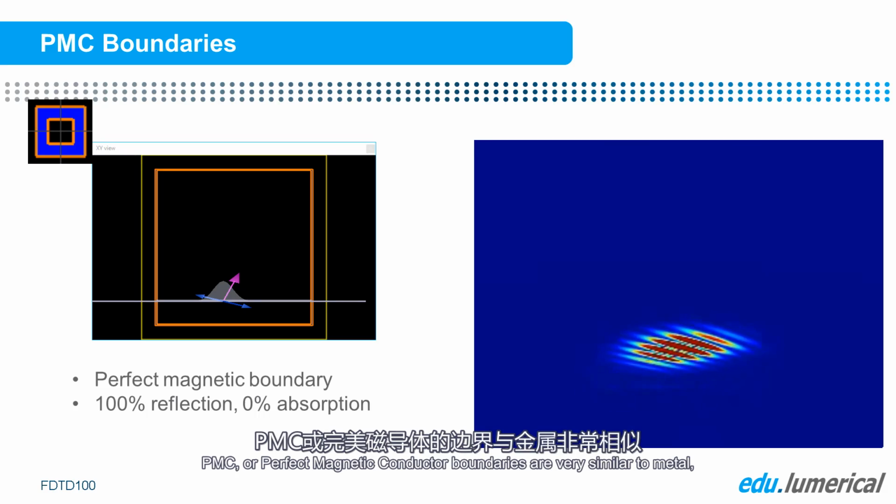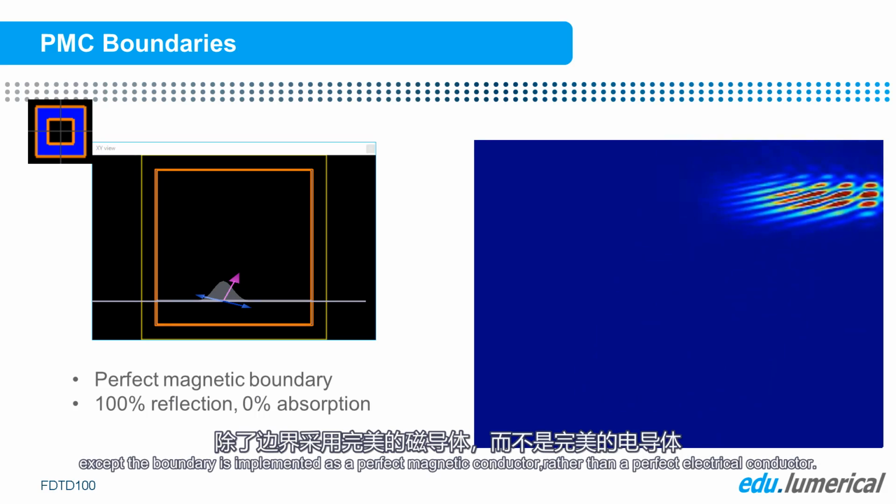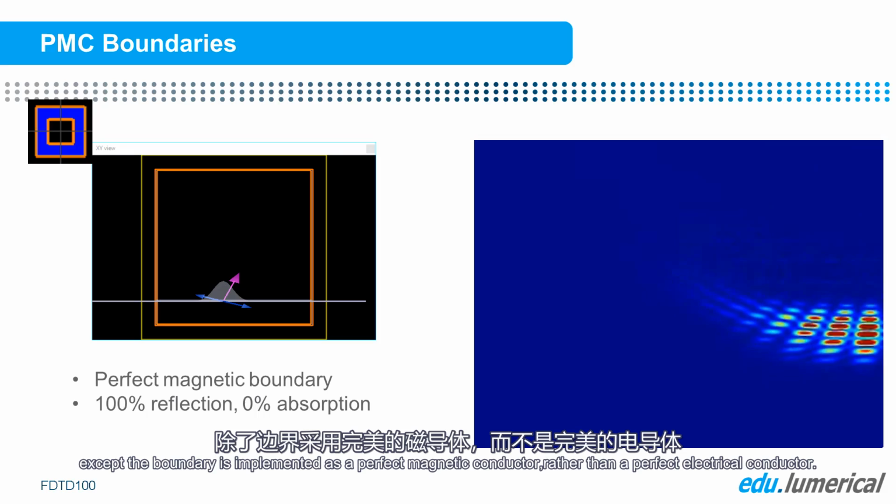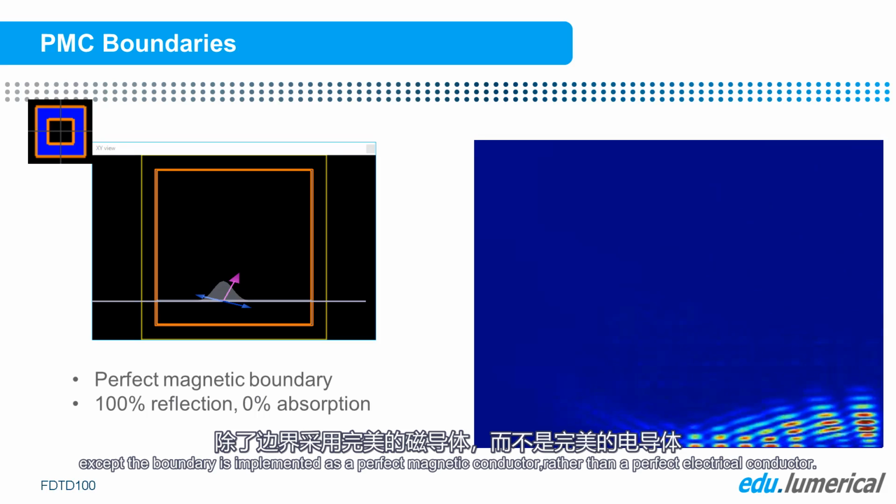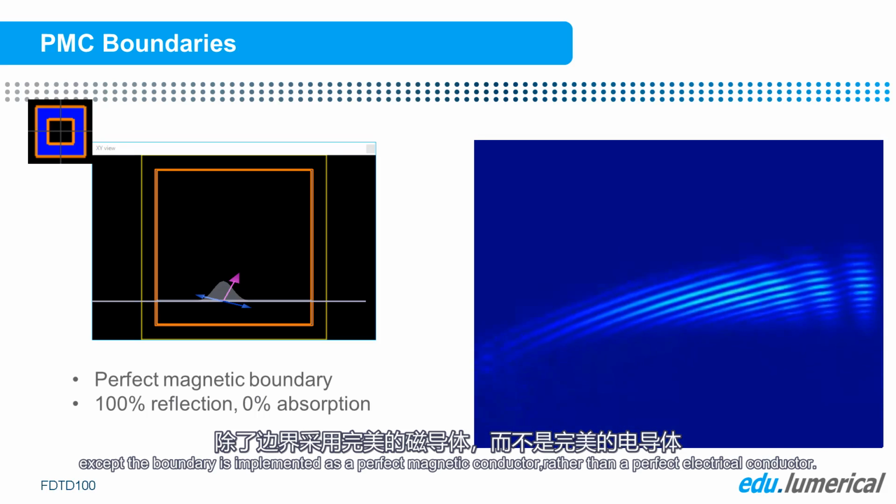PMC, or perfect magnetic conductor boundaries, are very similar to metal, except the boundary is implemented as a perfect magnetic conductor rather than a perfect electrical conductor.